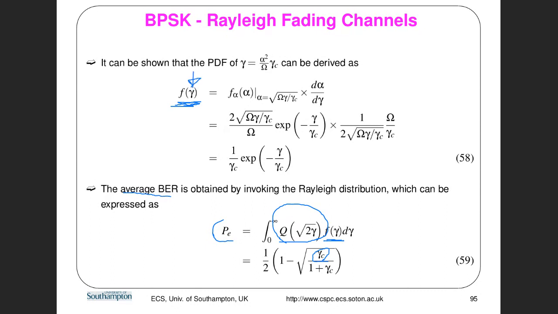So we know the relationship is like this. We put this into the Rayleigh distribution, which is a distribution of alpha, and then we multiply by our normalization factor so that the PDF adds up to 1. So in the end, we arrive at a closed form. There is always a closed form when we take an integral of the Q function and a Gaussian PDF. A closed form is a very simple form where we only need to input the average SNR and then we get the BER.